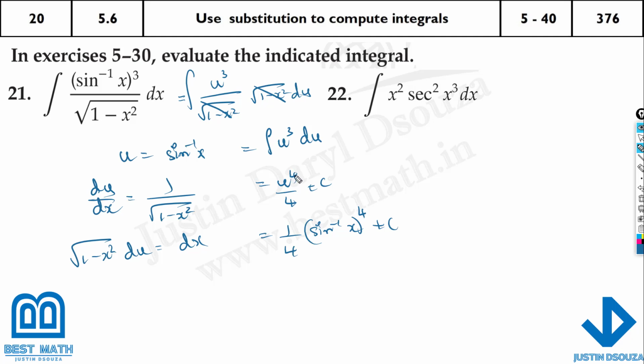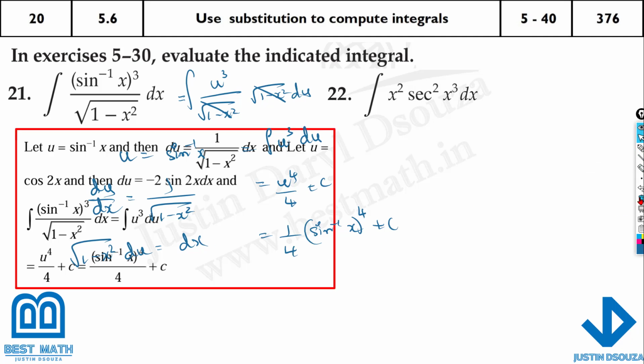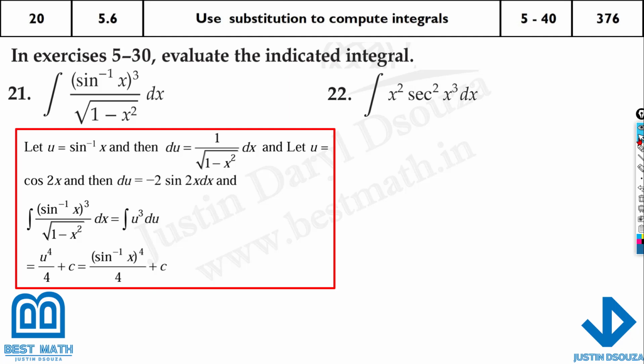U is raised to the power 4, isn't it? U is sine inverse x. Correct. The whole raised to power 4. This is the correct answer. So that's what was missing. That's how we solve it.